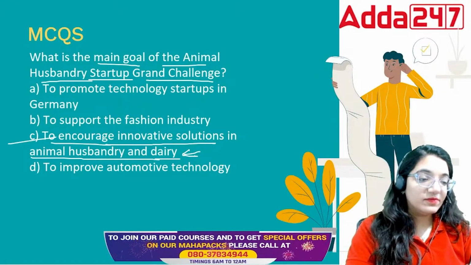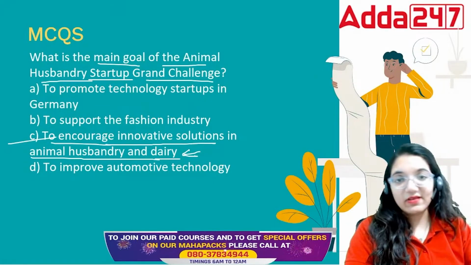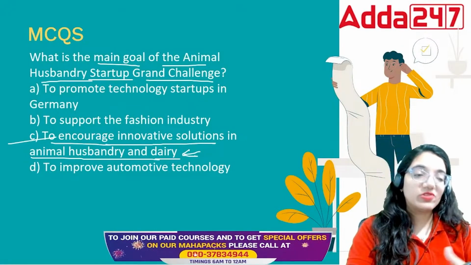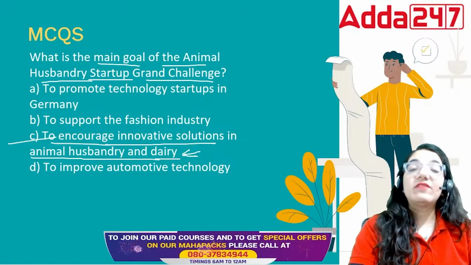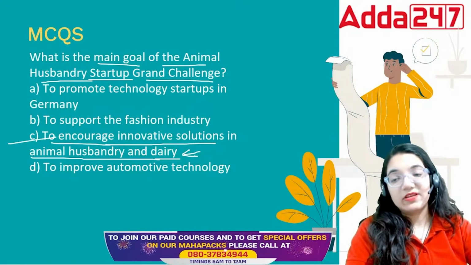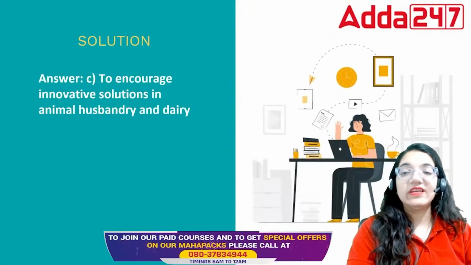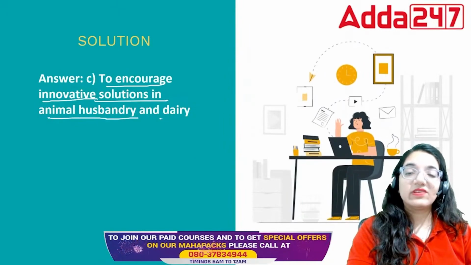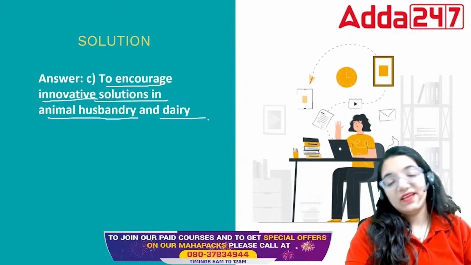So then, in terms of milking the cows, preservation of the milk, and how are we taking care of the cows? What are the particular areas where we can develop and make the things better? That would be the point. Right? So in this case, the answer would be C, to encourage innovative solutions in animal husbandry and dairy. Okay.